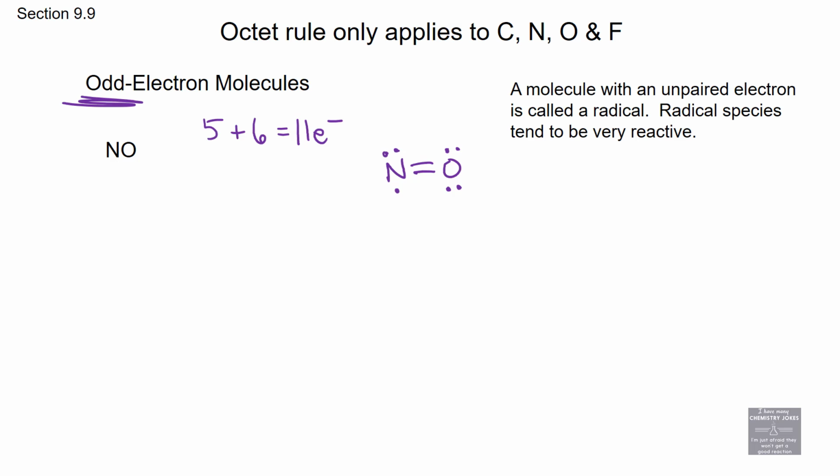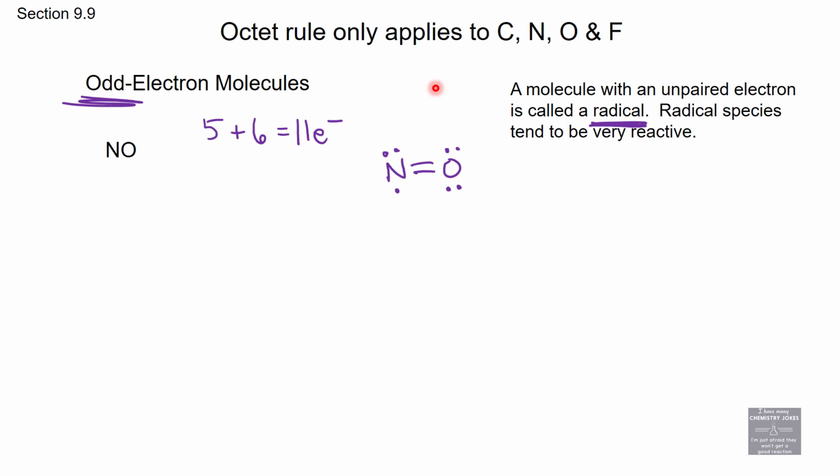An unpaired electron is called a radical. This molecule is called a radical molecule. The radical is specifically on nitrogen. How do I know that the radical needs to be on nitrogen more than oxygen? It's all about electronegativity. This nitrogen does not have a complete octet, but this oxygen does.